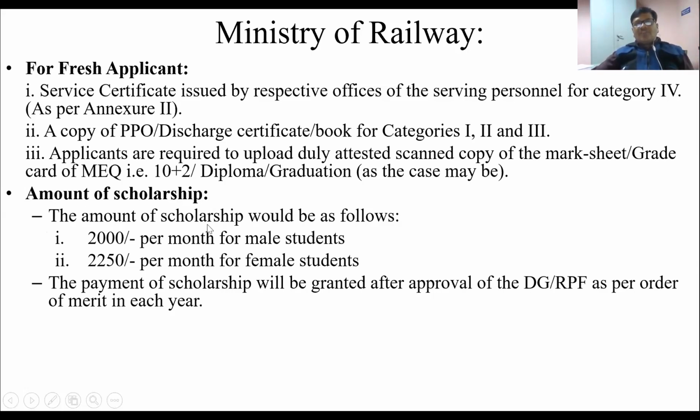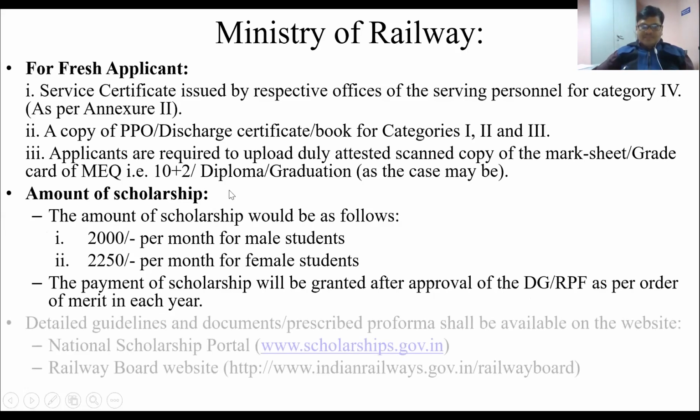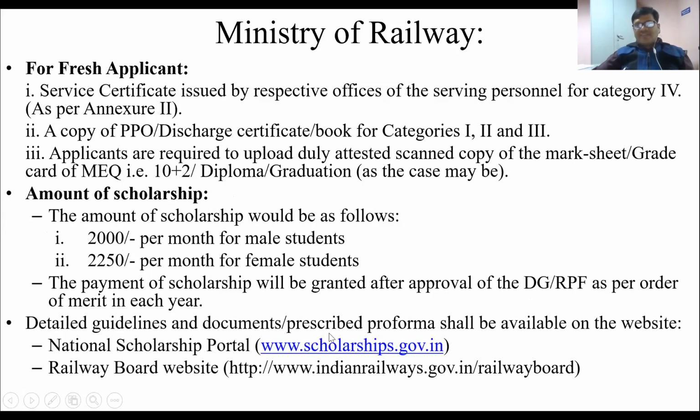The amount of scholarship is 2000 per month for male students and 2250 per month for female students. The payment of scholarship will be granted after approval from the Director General of RPF as per the order of merit in the total applications. The detailed guidelines are available on the National Scholarship Portal and the Railway Board website also.